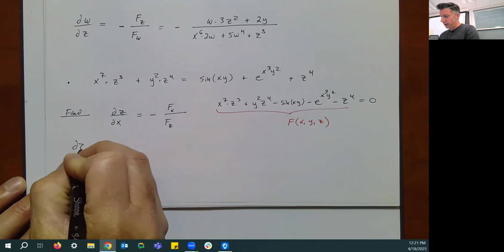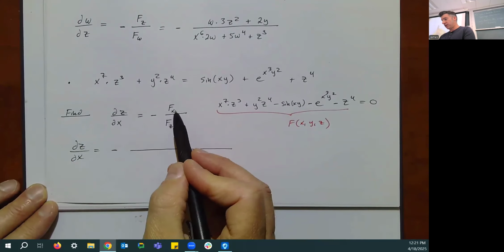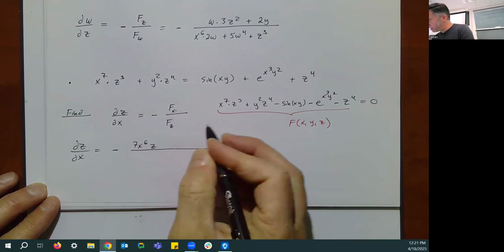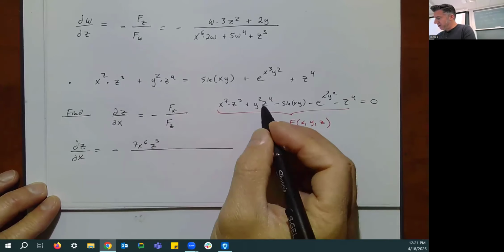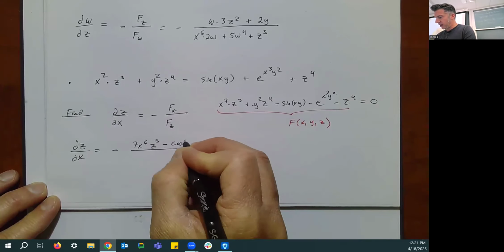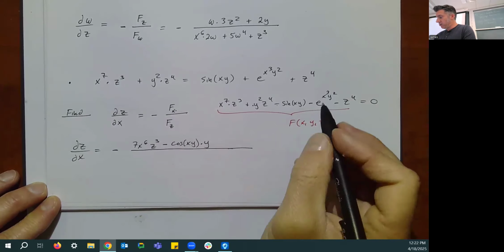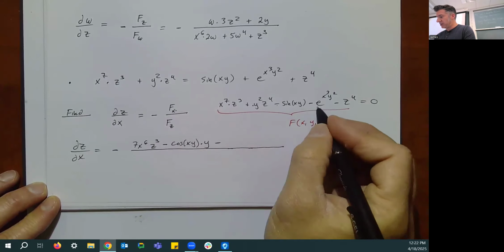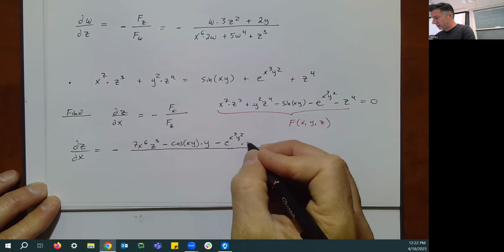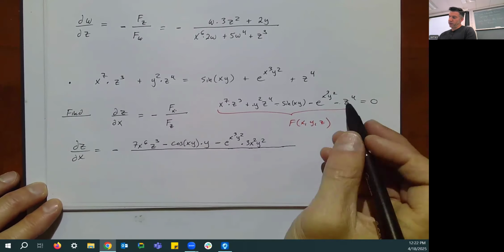So my del z del x is going to equal the negative of the fraction. For fx, I'm just taking the partial of this with respect to x. So it's going to be 7x to the 6th times z cubed, plus 0, minus the derivative of sine of xy, which is cosine of x times y times the derivative of the inside stuff, 1 times y. Minus the derivative of e to the stuff, which is e to the stuff times the derivative of the stuff, and the derivative of x cubed y squared is 3x squared times y squared. Then minus z to the 4th, whose derivative is 0.